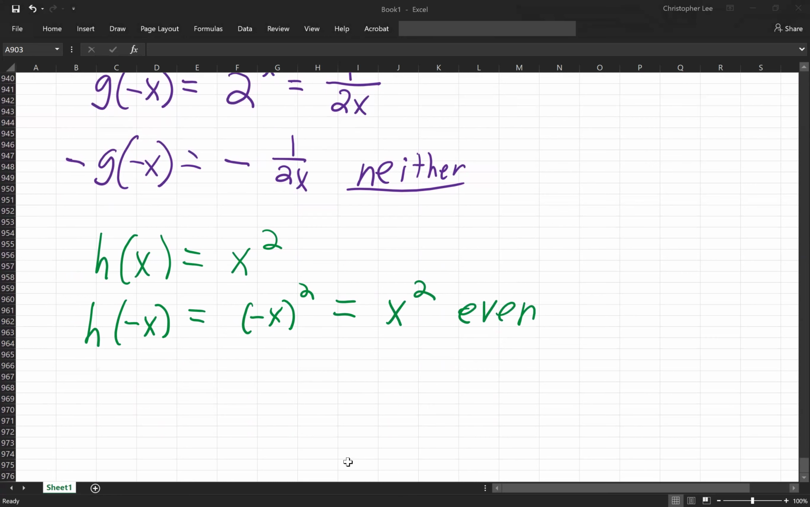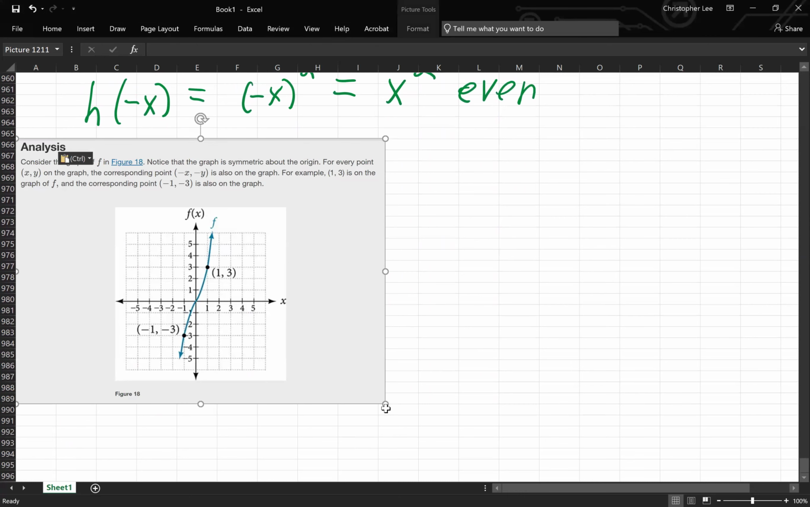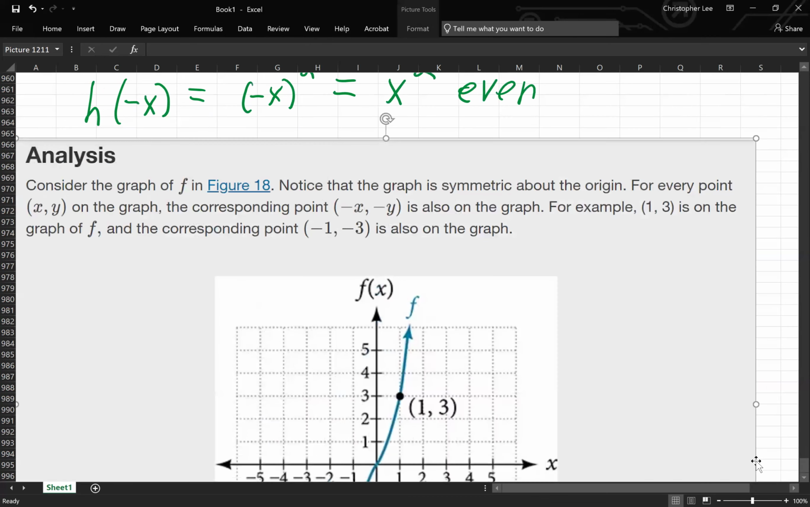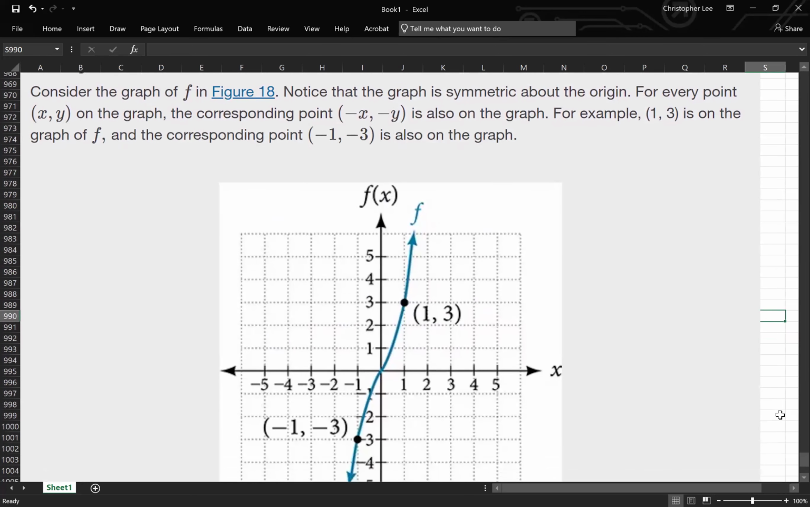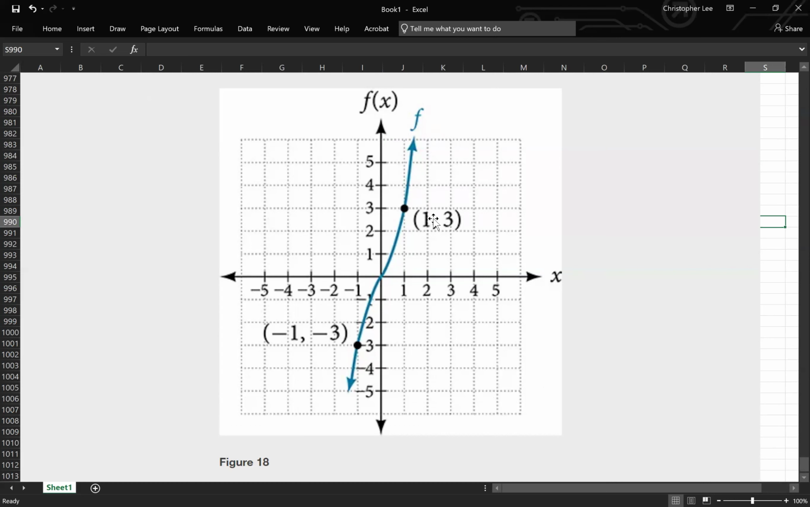I just want to make a special note real quick before we move on. So consider the graph of f in this figure right here, right? Notice that the graph is symmetric about the origin. So for every point x comma y on the graph, the corresponding point -x, -y is also on the graph. For example, I have this point right here, 1 comma 3. The corresponding point -1, -3 is also on the graph. That's symmetry over the origin.